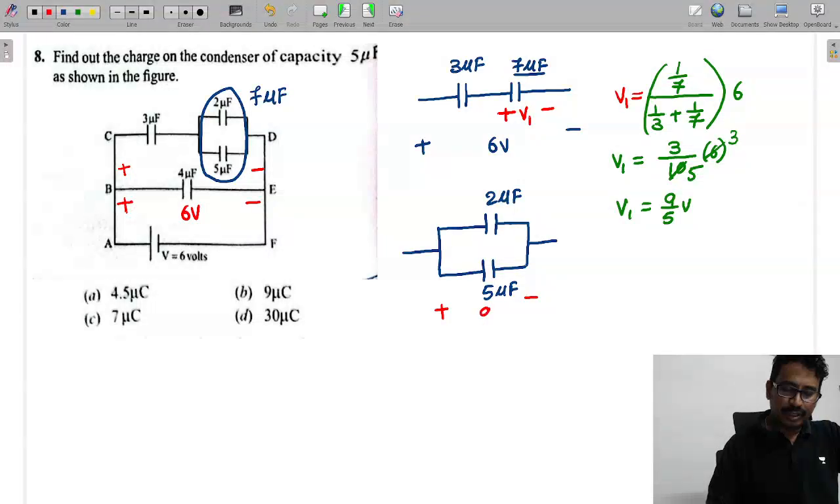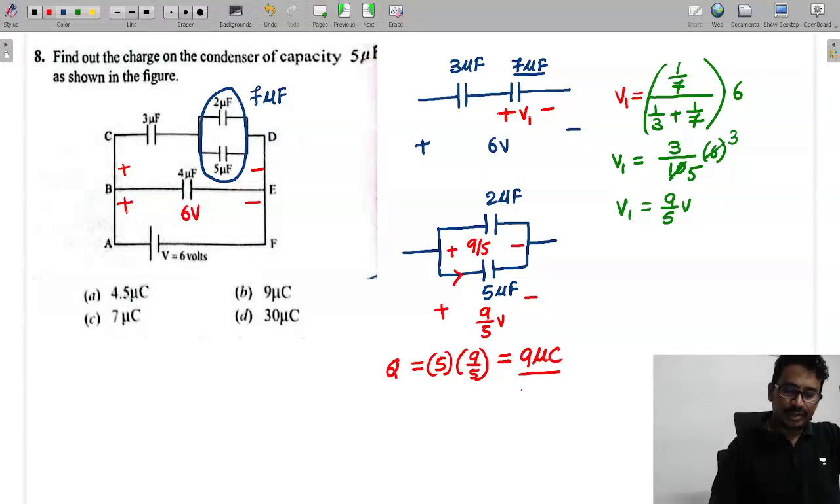9 by 5 volts. So this voltage is also the same, this is also 9 by 5 only. Now we need the charge on this capacitor, right? So charge is given by Q is equal to C into V. That is the C value 5 micro into 9 by 5. So what do we get? 9 microcoulombs.